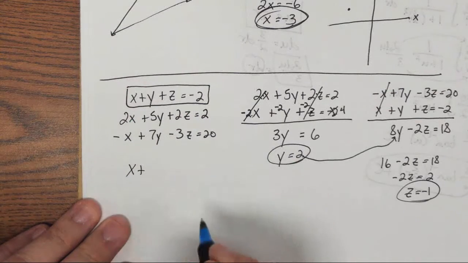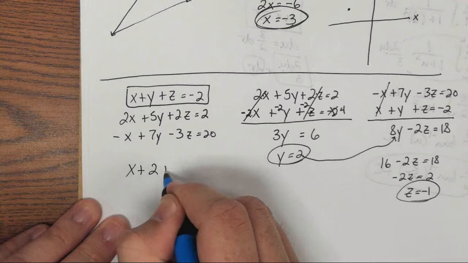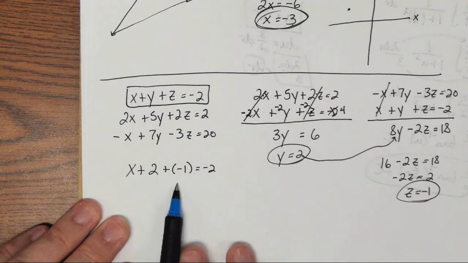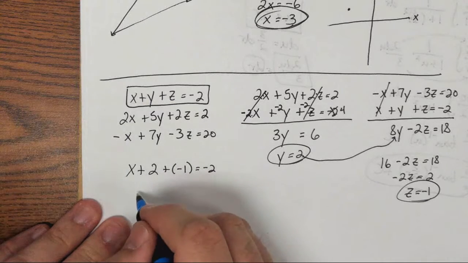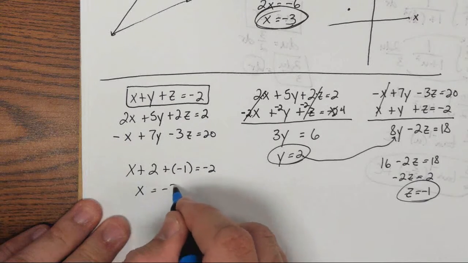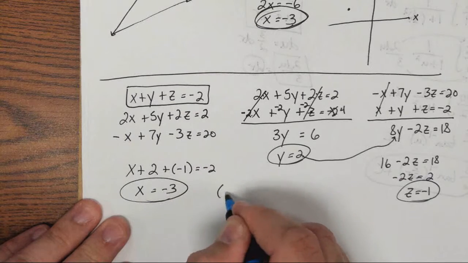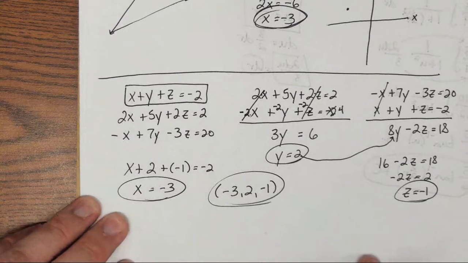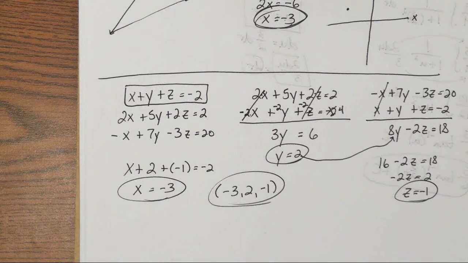X plus y plus z equals negative 2 is your first equation. Plug in your y and z. Move the 1 and 2 over, and you get x is negative 3 again. So negative 3, 2, negative 1, again, is the point where those 3 planes cross.